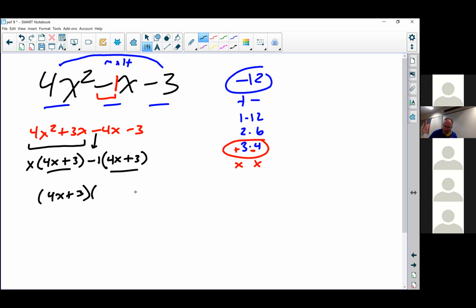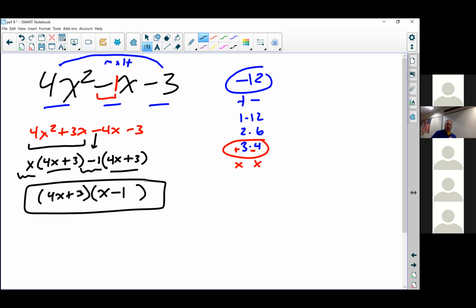And whatever I have left is going to be that. And so again, if I were to multiply this together by double distributing, it would give me the 4x squared minus 1x, which is the same thing as minus x, minus 3. Okay? So I have a couple more. I got one more problem.